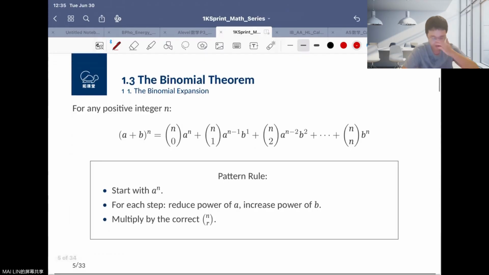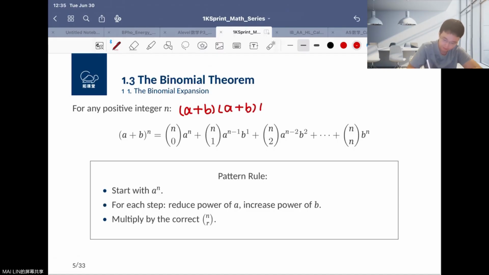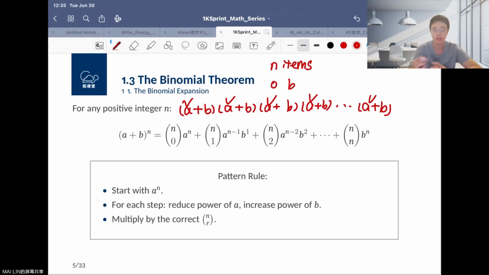And also here's the binomial theorem. We can say (a plus b) to the power of n means that here we're choosing from n brackets, right? We choose from n items, and we just want to choose 0 b's, right? 0 b's and n a's. So we can say here that is nC0. Also, we can write down the vector form as nC0 times a to the power of n, right?